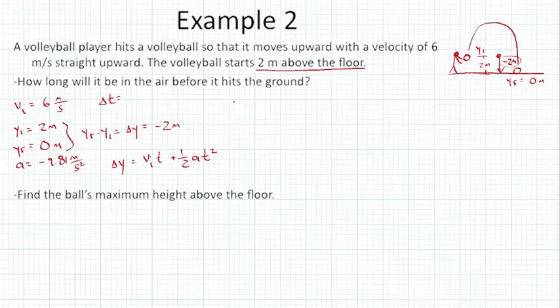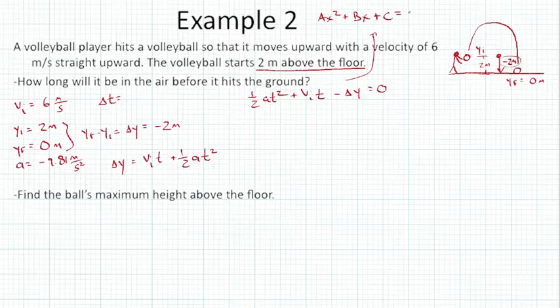So let's rearrange it up here. So we're going to have 1/2 a t squared plus initial velocity times t minus our delta y equals 0. That follows the format of, I'll write it up top here so it's not in the way, Ax squared plus bx plus c equals 0, and then you go about solving the quadratic formula that way.